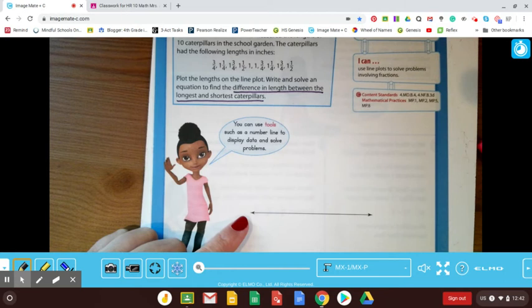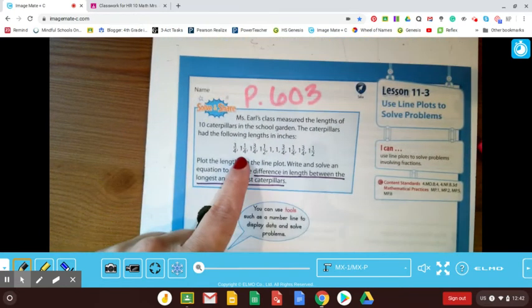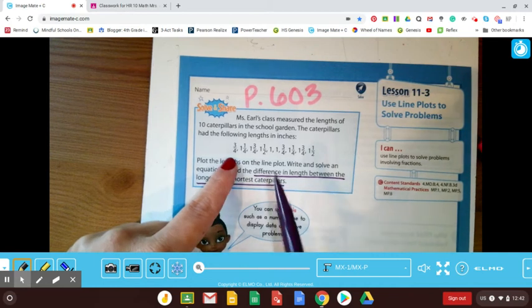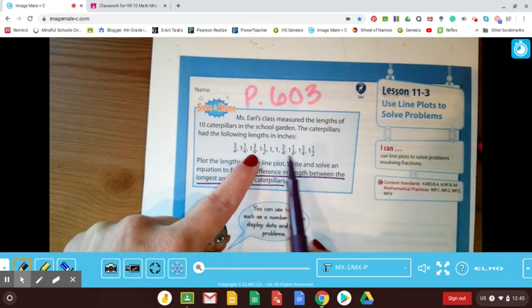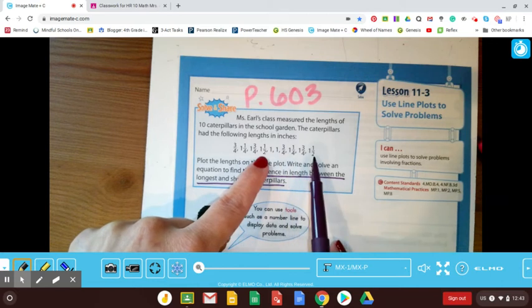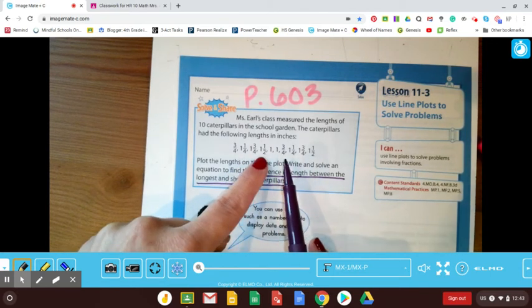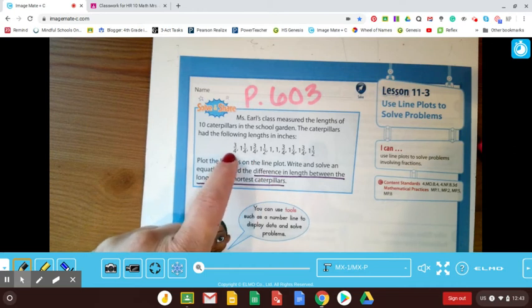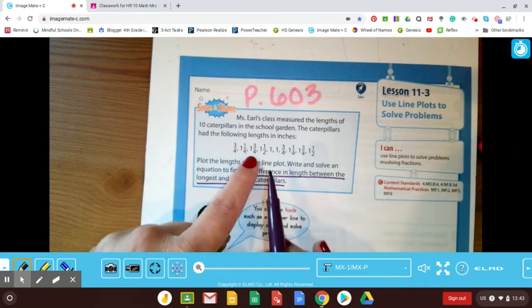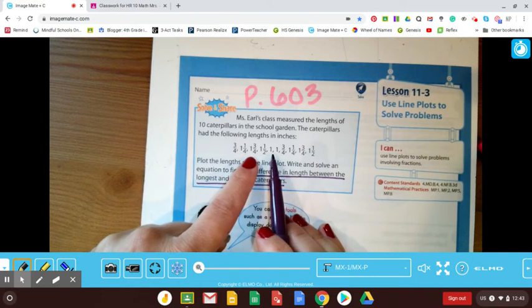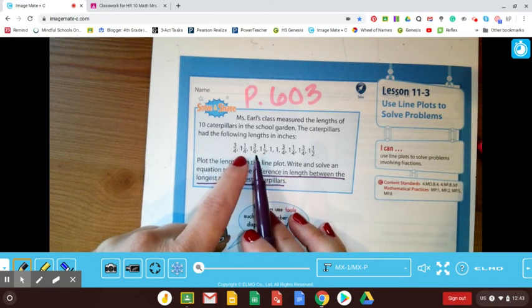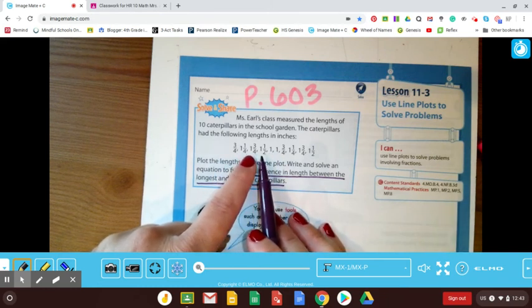The first thing that we know we need to do when making a line plot is get a sense of our scale, our starting and ending point, so our lowest and our highest. I'm looking here, it looks like my denominators are twos and fours, so halves and fourths. So I'm going to do fourths. It looks like there's no zero, but there is a one. So one is our lowest, it seems. And then I have 1 1/4, 1 2/4, 1 3/4, 1 4/4 would be two.